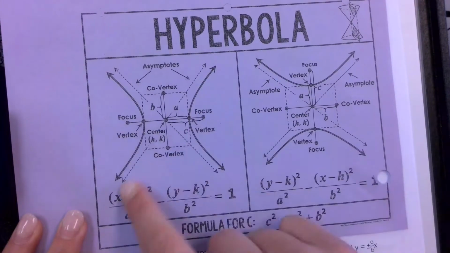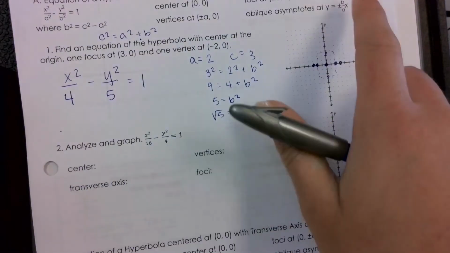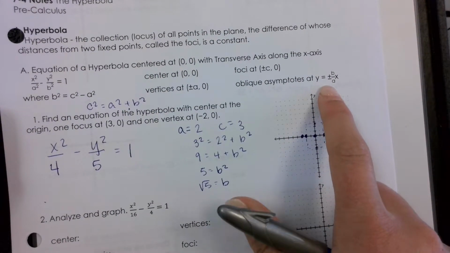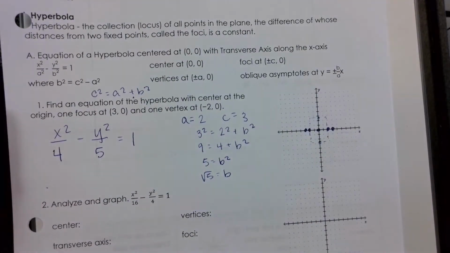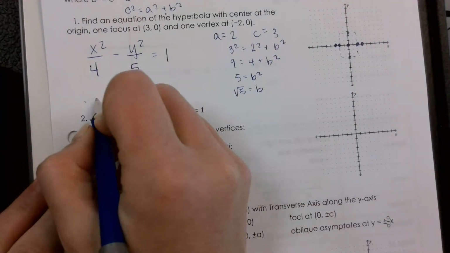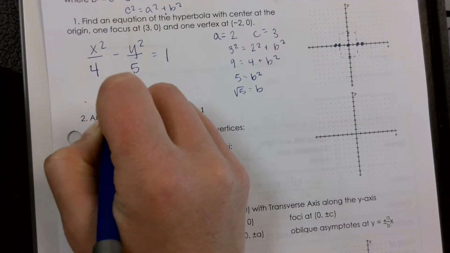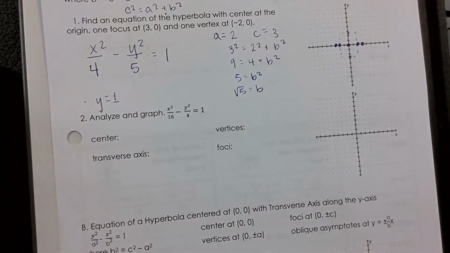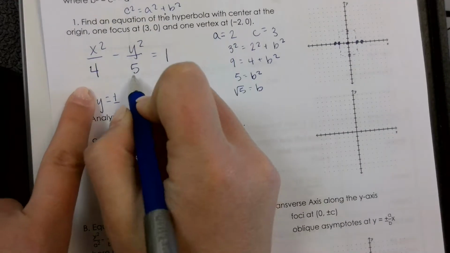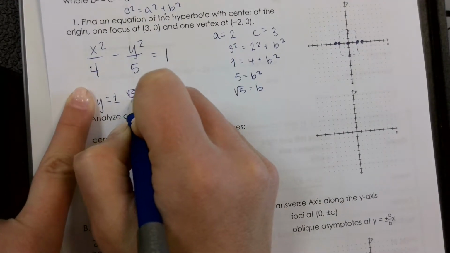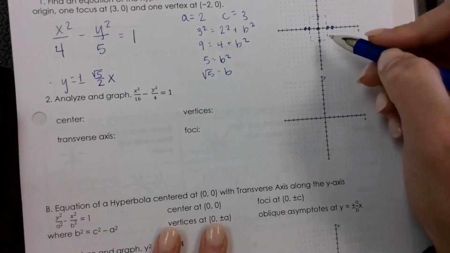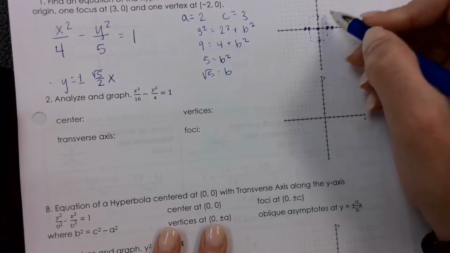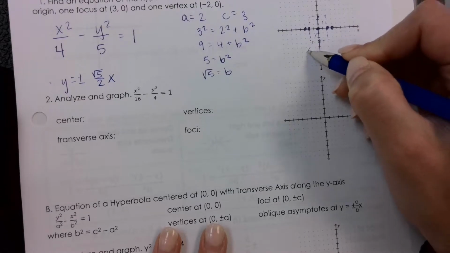And then you've got the asymptotes, and your formula for that is right here. It's going to be plus and minus your y over your x, or your b over your a. So for ours on this one, we're going to have y equals plus and minus, because you're going to have the slope going in both directions. It'll be square root 5 over 2 x. The easy way to graph those, if you have your box, is to draw a dotted line connecting the corners of your box, and then continue it. Does that make sense?